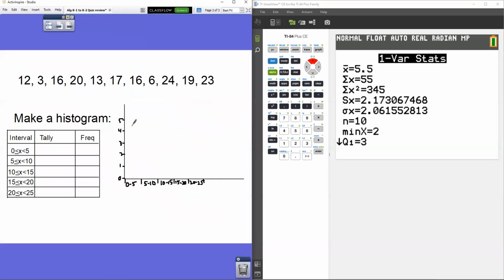So half of your quiz looks like that. The other part of your quiz looks like this, with making a histogram. The first thing that I would do is do some tallies and some frequencies. So we have a 12. 12 would be in here. And again, I like to cross them off as I go. 3, I would put one little tally mark there. 16 would belong to this group. 20 would belong to this group. Now notice that this says less than 20 here, and 20 is less than or equal to. So 20 goes along with this one.